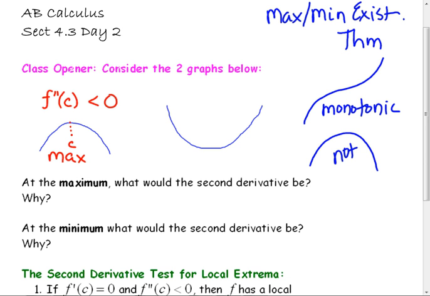What about at my minimum? There's my C value. There's my minimum. Is it concave up or concave down? Concave up like a cup, right? So what's true with the second derivative? It's positive. Well, that's the second derivative test.